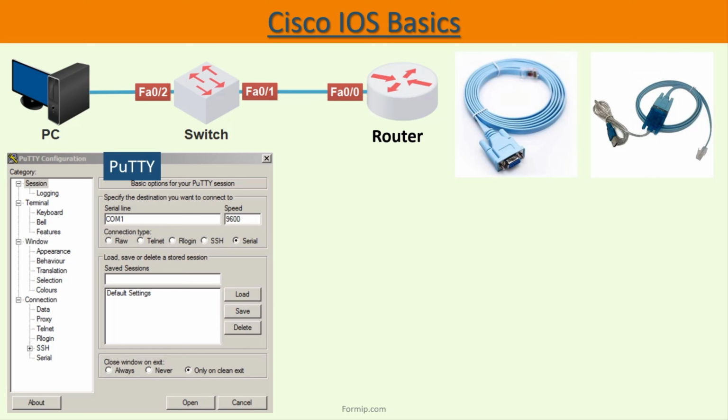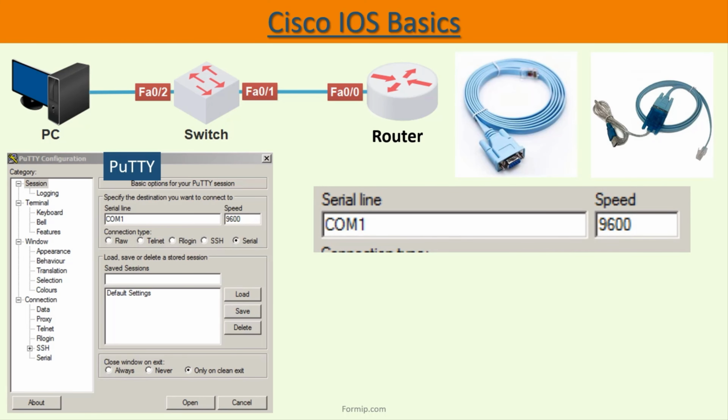In PuTTY, you just have to make sure you use the right COM port and set the speed at 9600. If you don't know the COM port number, you can search for it in the Windows Device Manager.